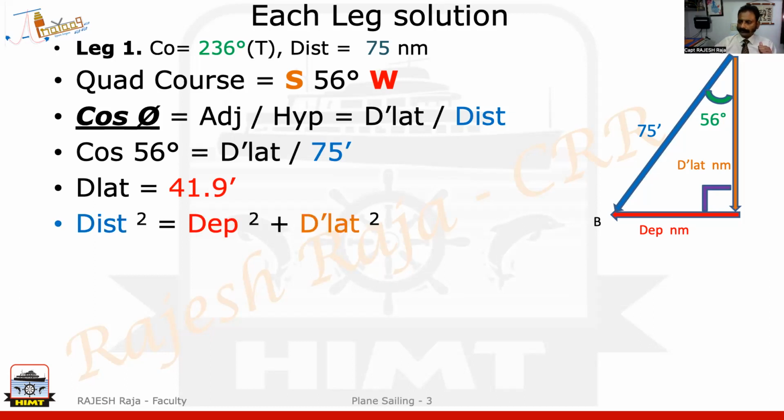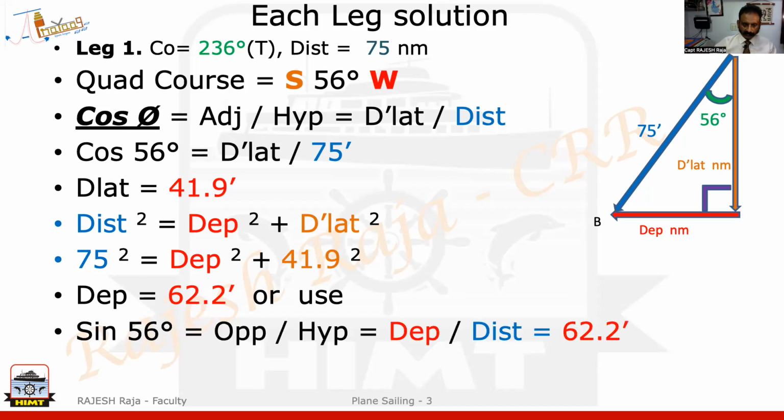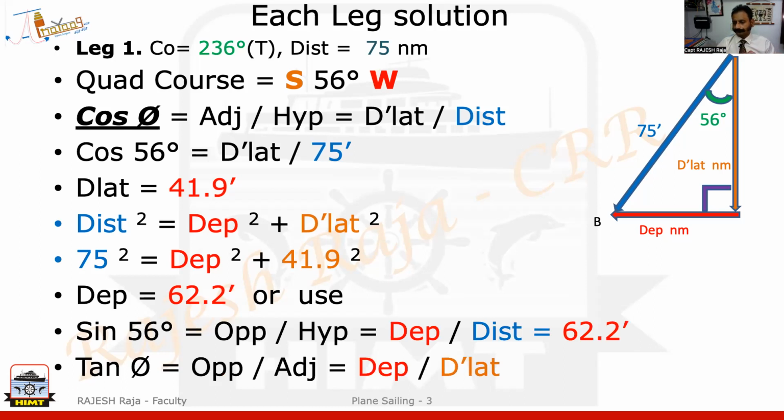Now, since I have two sides, which is 75 as distance and D'lat as 41.9, I can use Pythagoras theorem. And you will see when I put it, I get an answer called 62.2 miles. So I've got the third side also now. I have all the three sides and the angle. In other words, I can use even sine theta also. I could have used tan theta also.